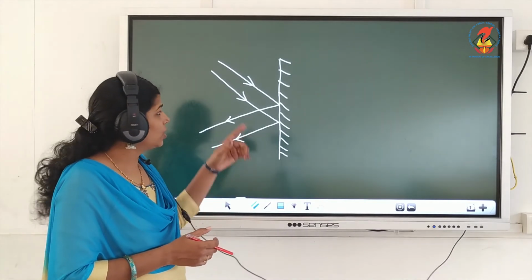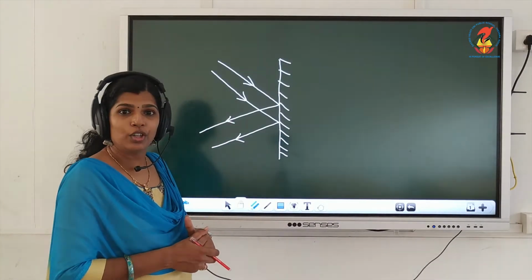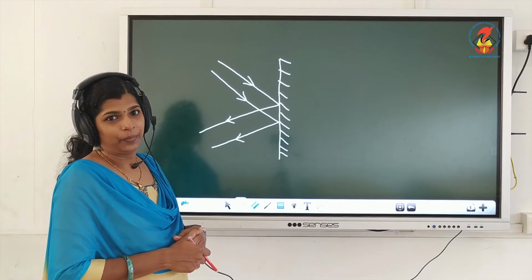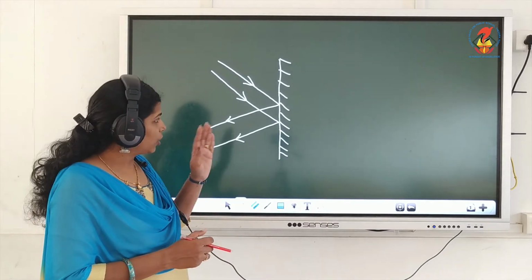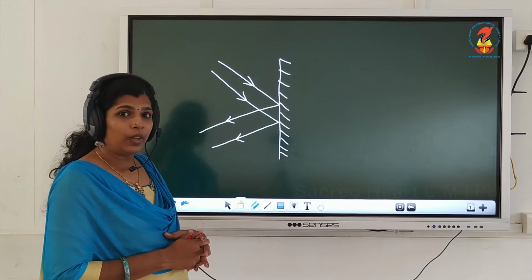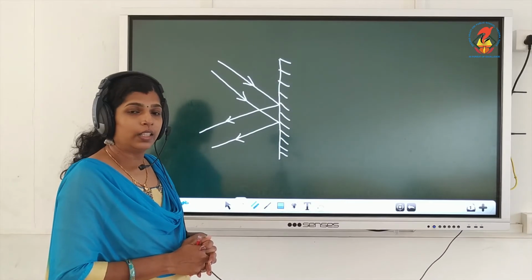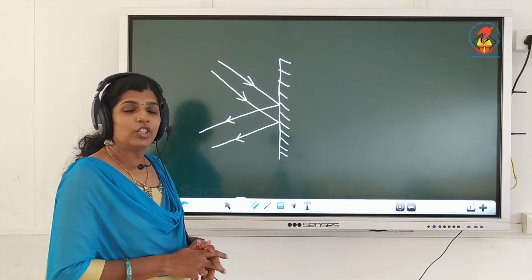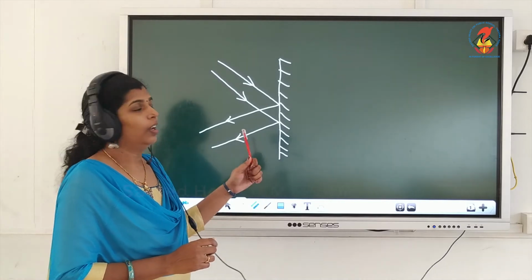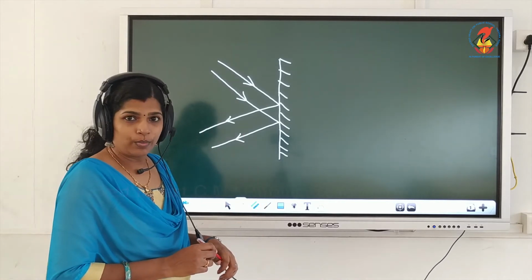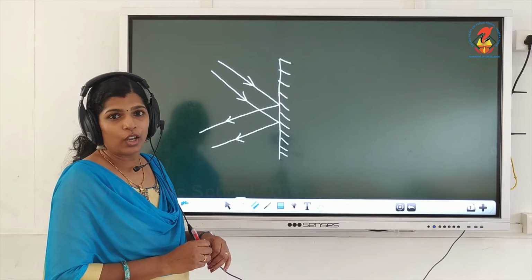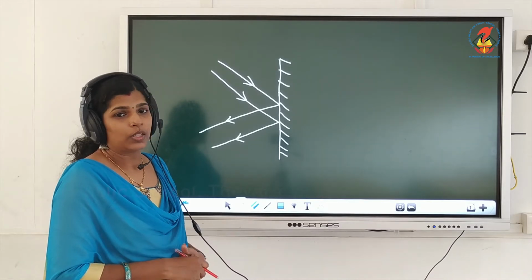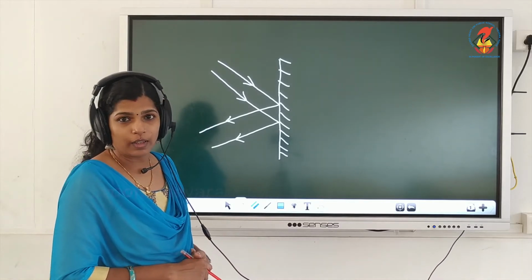No. There is a change in the direction of the light ray. So, actually mirrors will reflect the light, and at the same time they will change the direction of the light ray also. Okay, that is known as reflection of light.